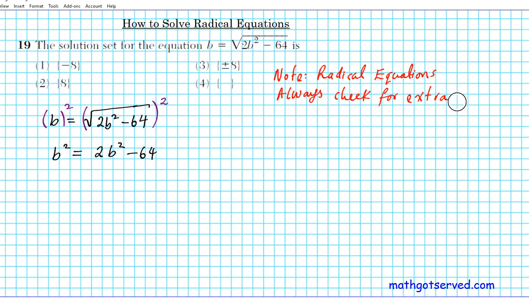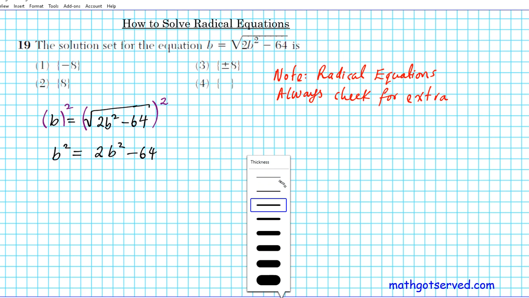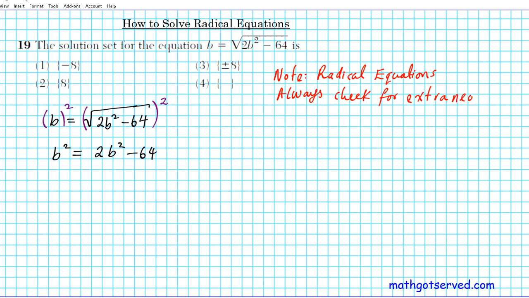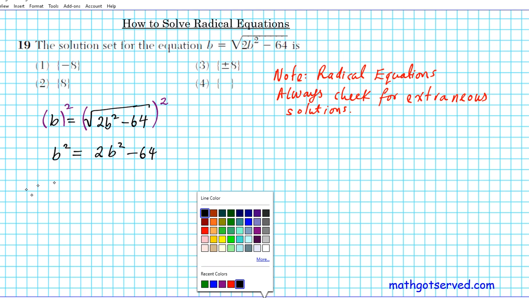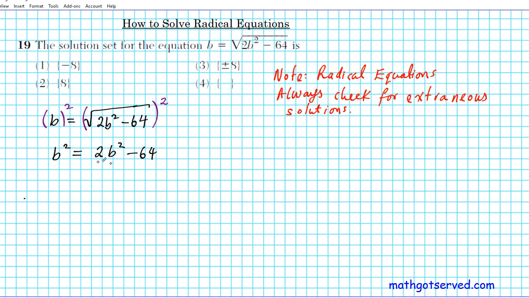So when you're solving radical equations and rational equations, you always want to check for extraneous solutions. These are answers that show up in the solution set but do not satisfy the original equation, and those answers must be excluded from the solution set. So we just keep in mind that we squared both sides of the equation to get rid of the square root and might have introduced an extraneous solution, which we will check for at the end. Let's continue with our problem solving process.